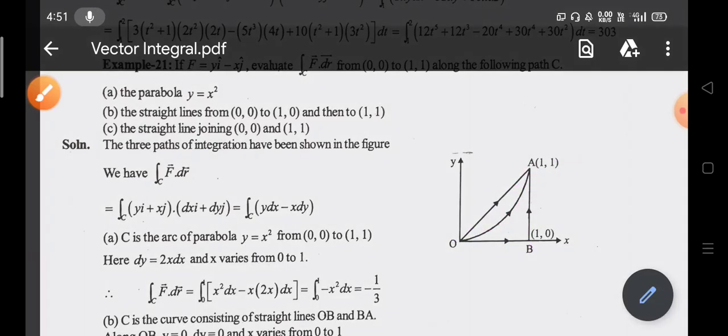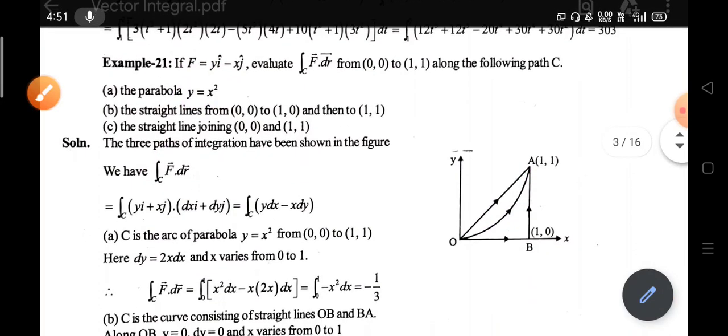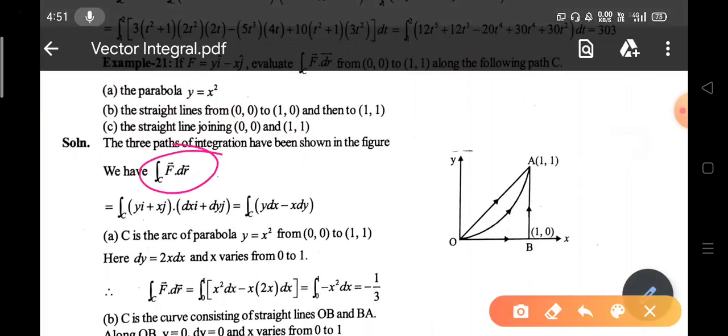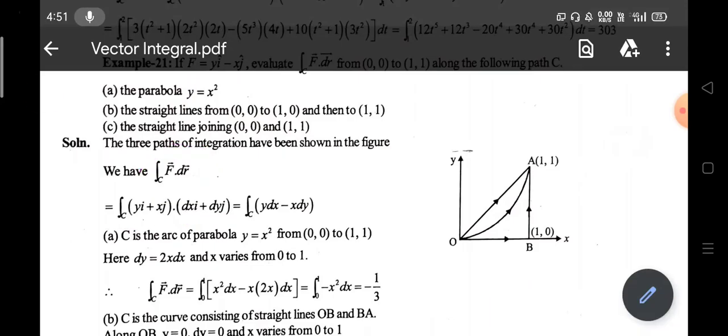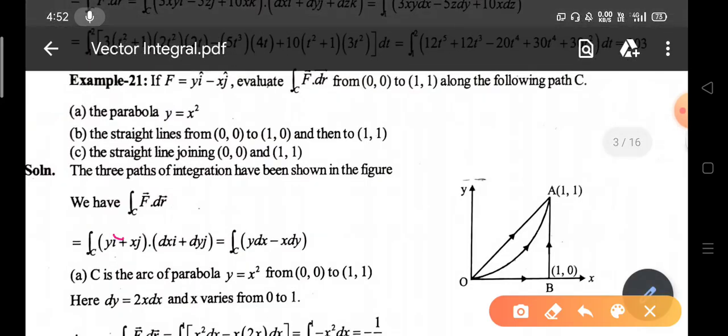The first path is the parabola, that is y equals x square. So what will be the integration over C of F dot dr? F is given as y i cap minus x j cap. So here it is a minus sign. So (y i cap minus x j cap) dot dr, meaning dx i cap plus dy j cap. Simplify it, it will give you y dx minus x dy.